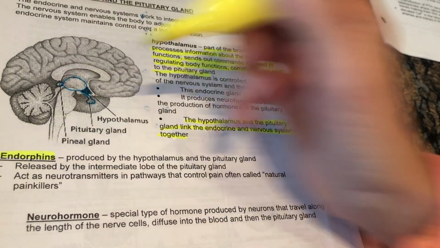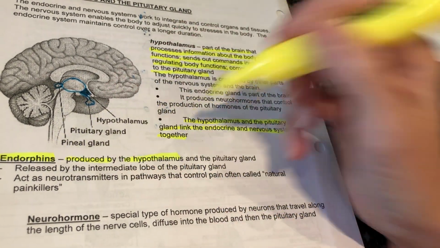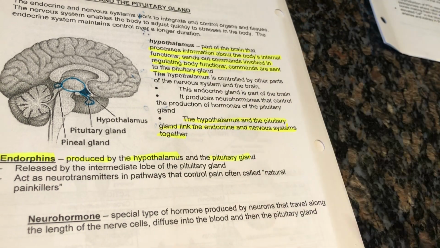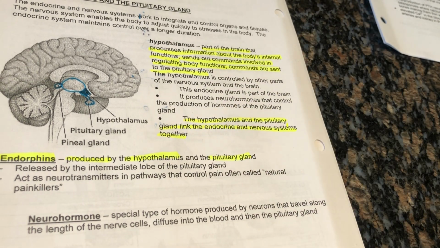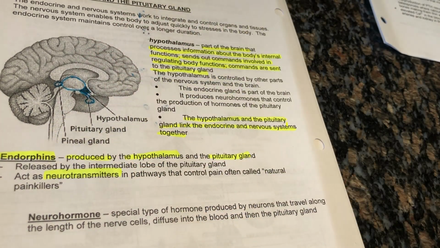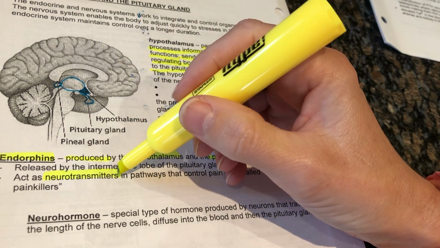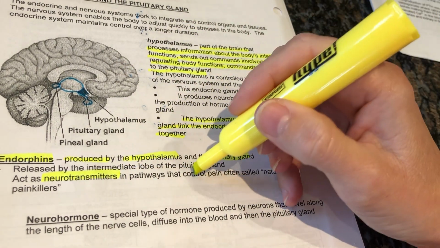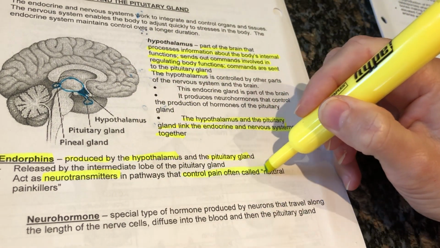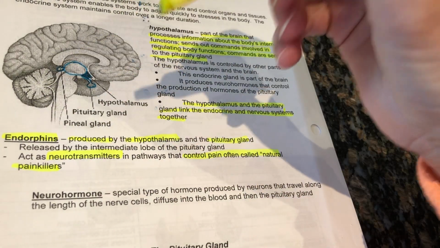Okay, endorphins. You've probably heard of endorphins before. They're made by the hypothalamus and the pituitary gland. Okay, they're released by the intermediate lobe of the pituitary gland. We'll get to that. And they act as neurotransmitters. So I'm going to spend at least one lesson on neurotransmitters. We are going to come back to this when we are done with the nervous system. So neurotransmitters control pain, okay? And they are natural painkillers. We'll talk about a few of them in this unit or in this note.